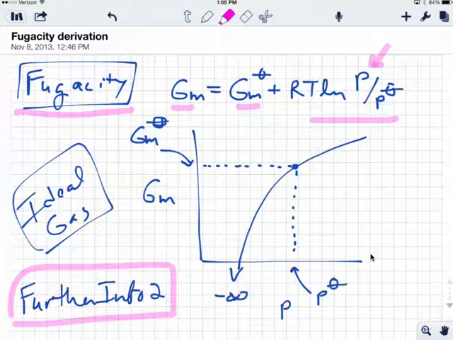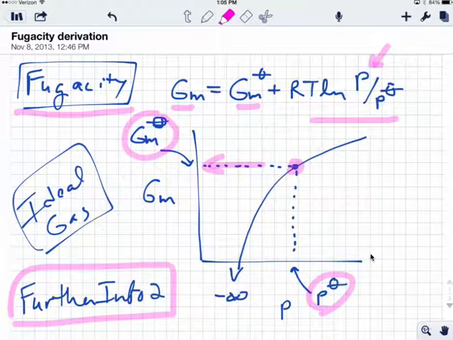If you were to plot that for an ideal gas, this plot is what you would see. At this point right here, we can consider that to be the standard pressure, and if we follow over horizontally, we get to the standard molar Gibbs free energy. And anywhere along this curve is going to tell us how an ideal gas's molar Gibbs free energy is going to change with pressure. Now, further information section 2 takes us beyond that into the idea of fugacity.